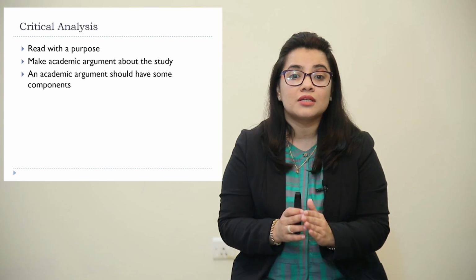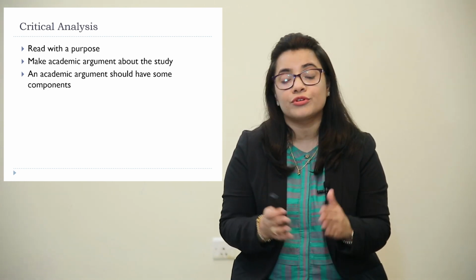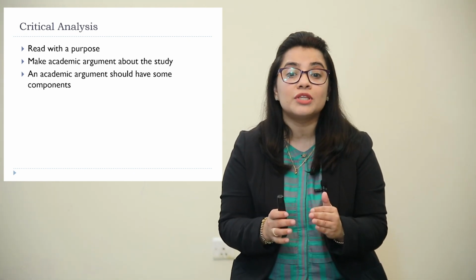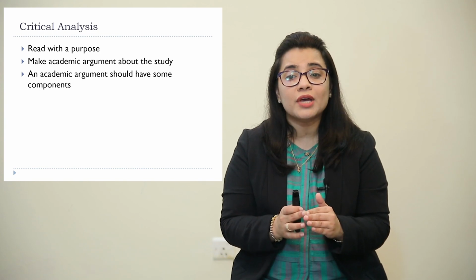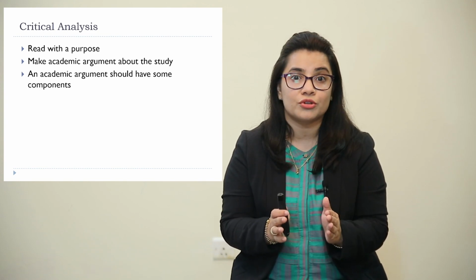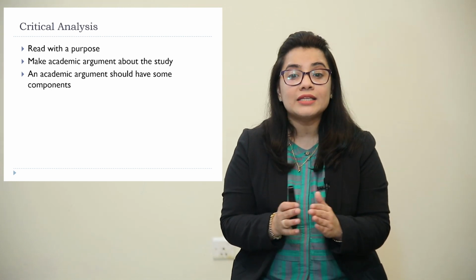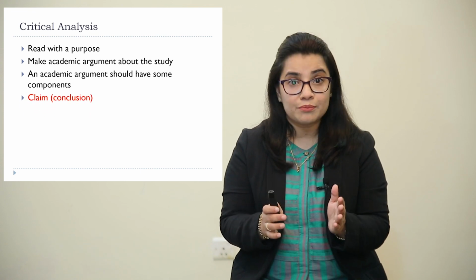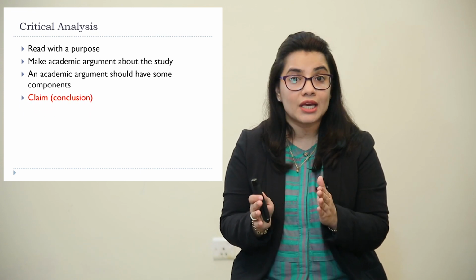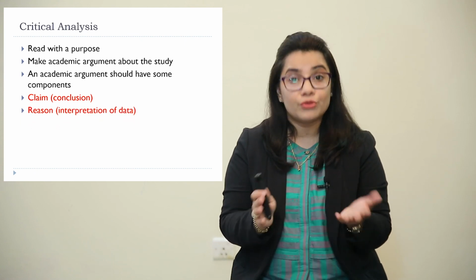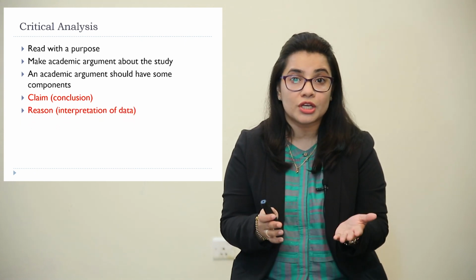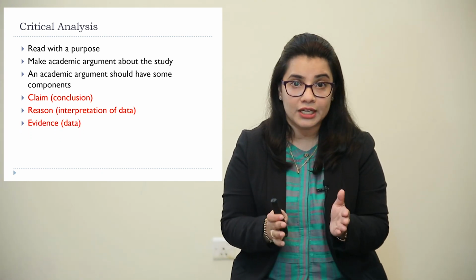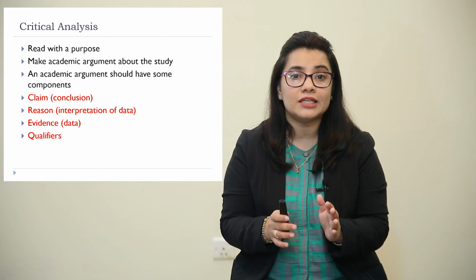The next step is developing the critical analysis of your studies. You are done with the selection of the studies. Now read with a purpose. You need to develop some kind of academic arguments from the studies which you are reviewing. An academic argument should have some components. What are those components? Claim. Usually you find claims in the conclusion section. Then reason. Reason is the interpretation of the data. Evidence. You always find evidence or data in the findings section. And finally, the qualifiers.